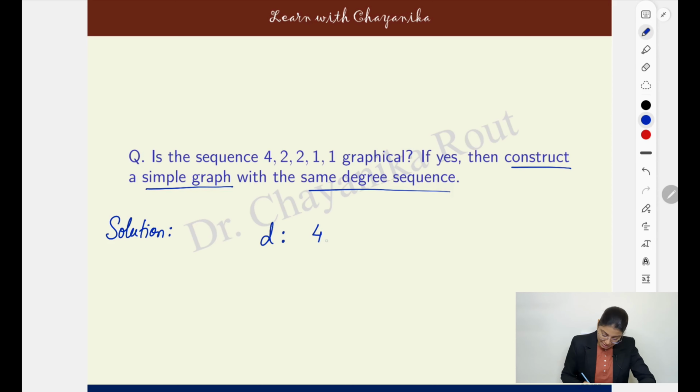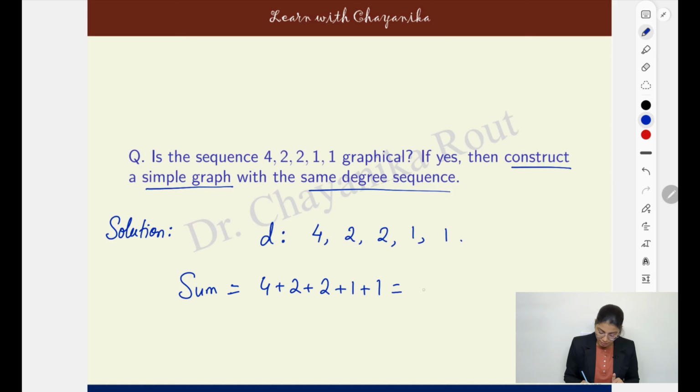name your sequence D and write it in the non-increasing fashion. In the question itself it is written in the non-increasing fashion, so I don't need to make any change. In case it is not in the non-increasing fashion, make sure that you first name your sequence D after arranging it in non-increasing fashion. So here I have my sequence D already arranged. Then my next job is to find the sum of all the terms present in the sequence. So I have the sum here as 10, which is even.